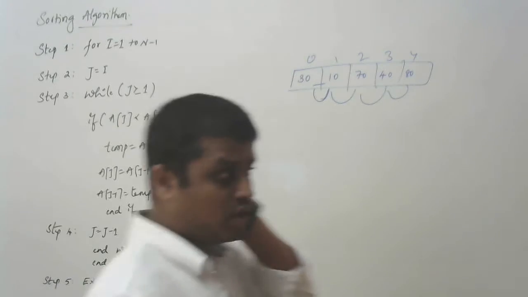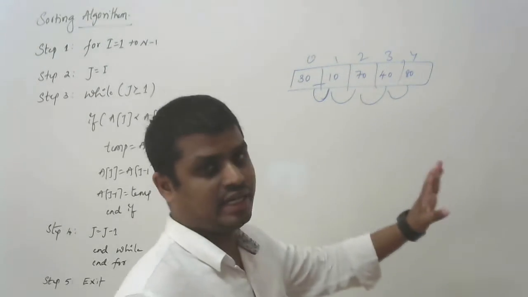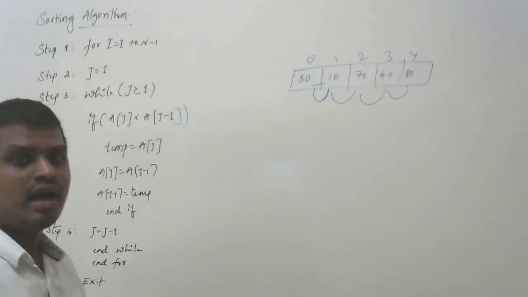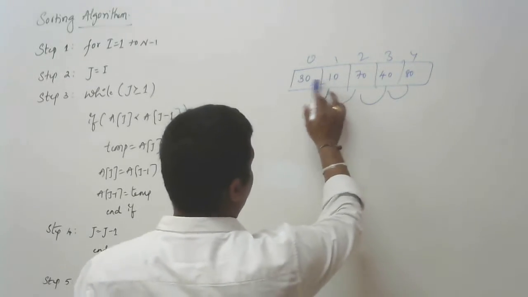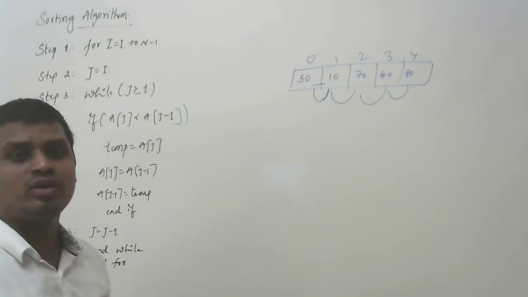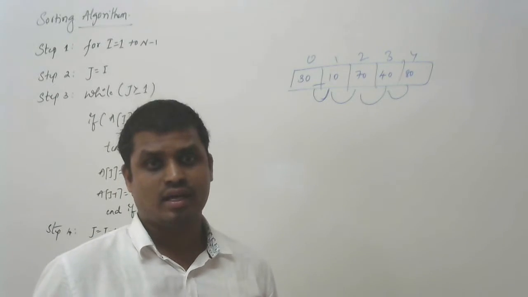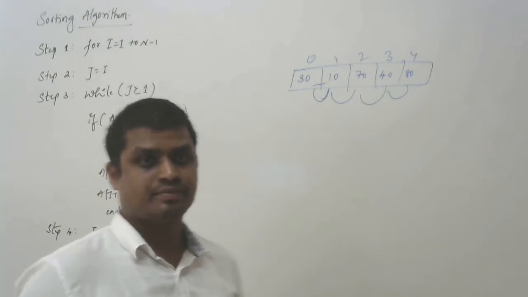Fine. In the sorting algorithm also, when you are arranging your data elements either in ascending or descending order, you are always supposed to do the comparison between the two items. When you do the comparison, then only you are able to arrange in a sorted order. Otherwise, it is not possible.